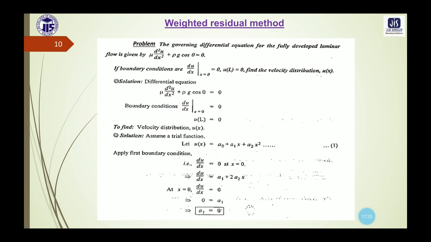Now here, as no trial function is given, we need to assume a trial function based on the polynomial function. Let us assume the trial function u(x) equals a0 plus a1x plus a2x square plus so on. We are considering only the first three terms of the polynomial function. Now let us apply the first boundary condition in the trial function. The first boundary condition is given at x equals 0, du/dx equals 0.